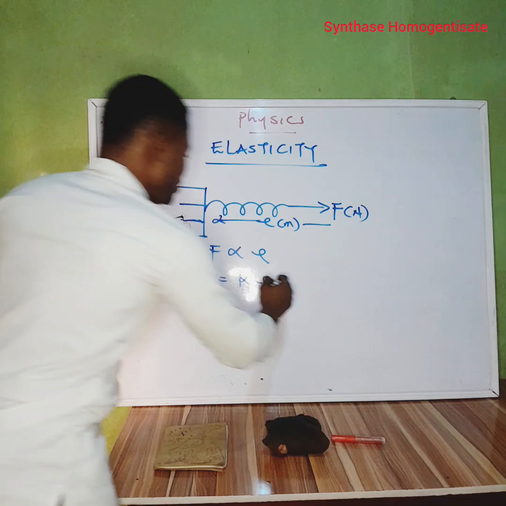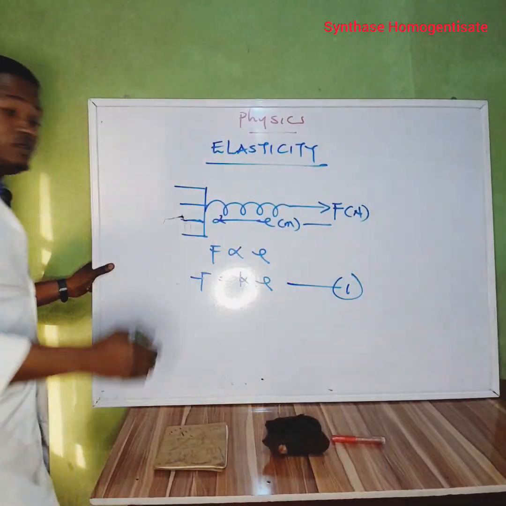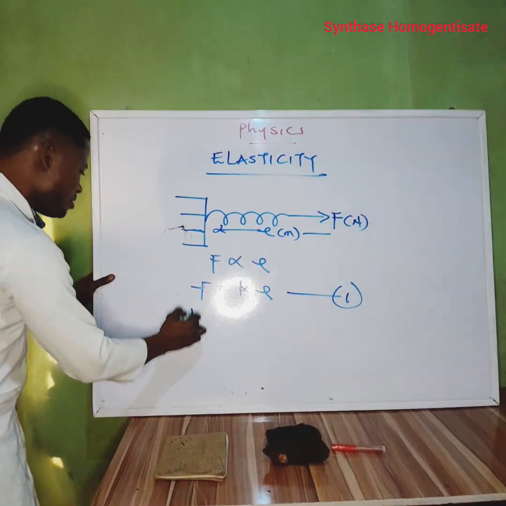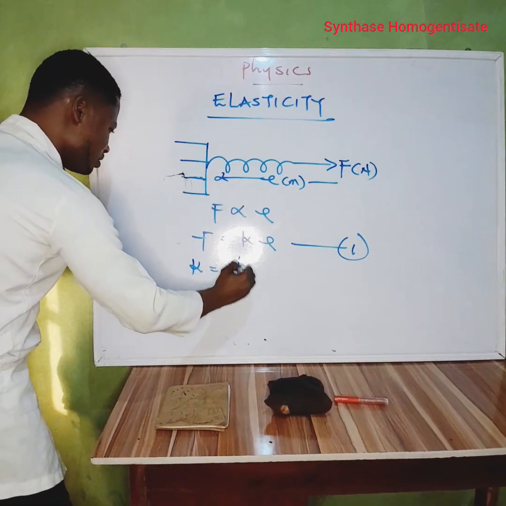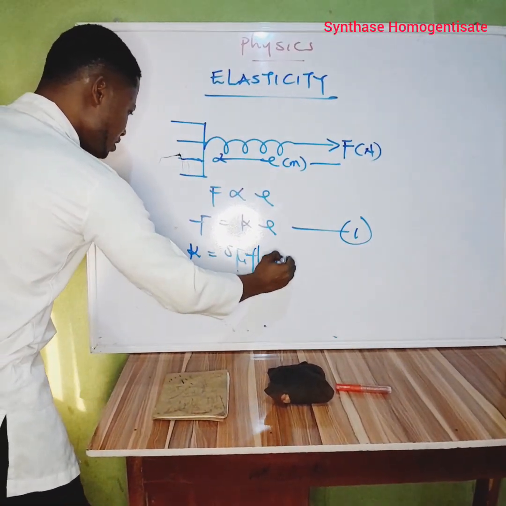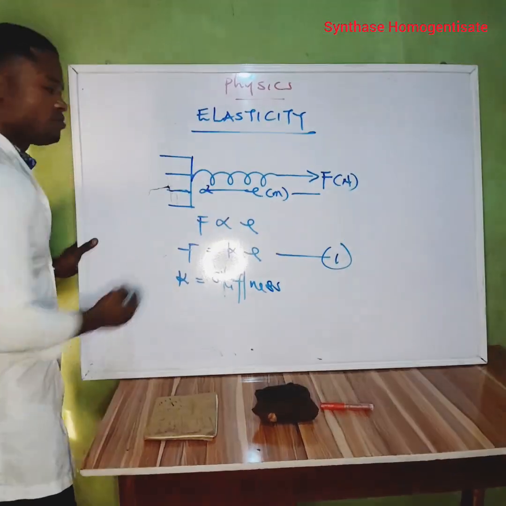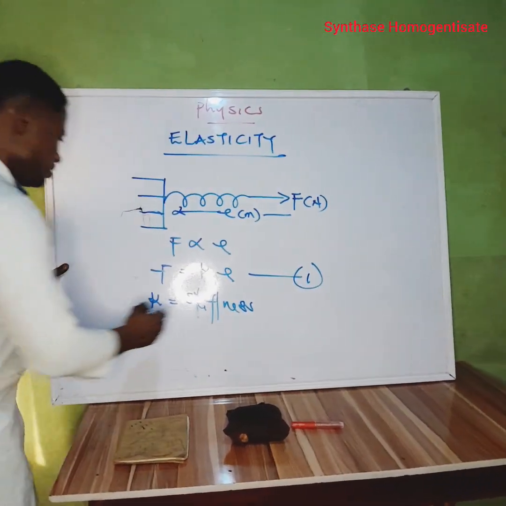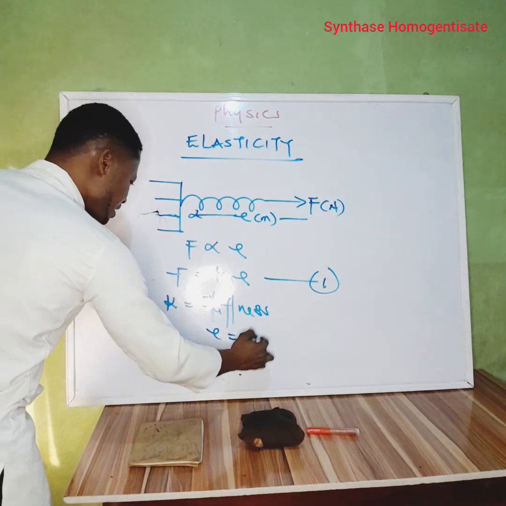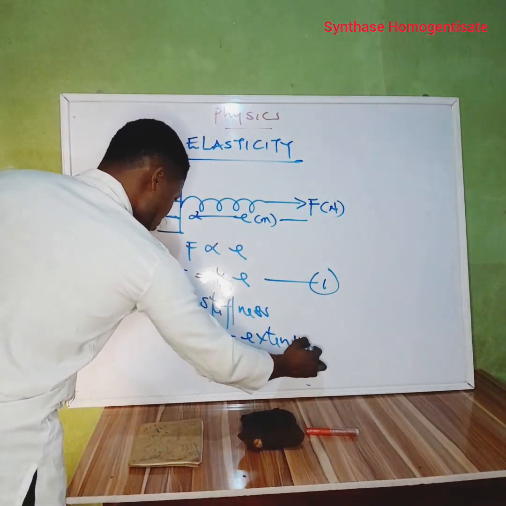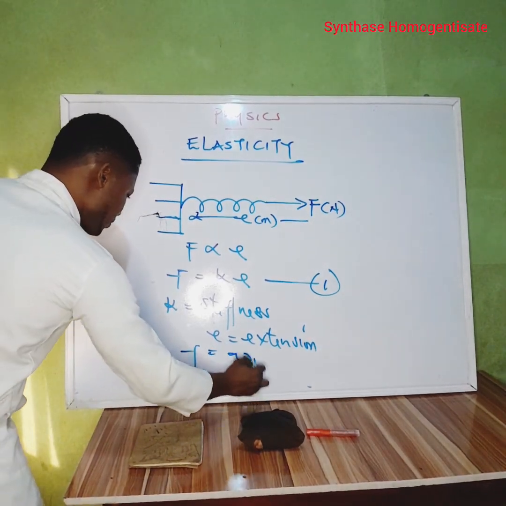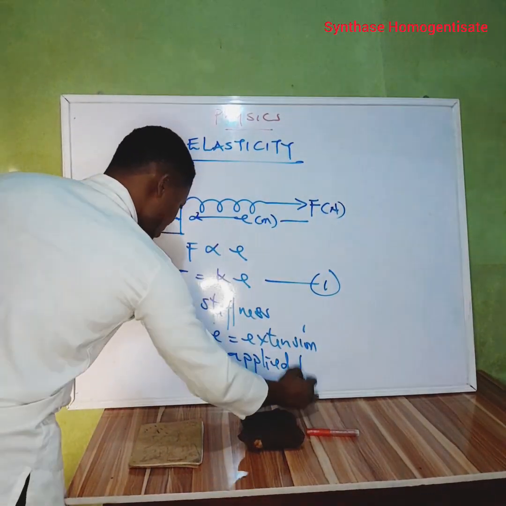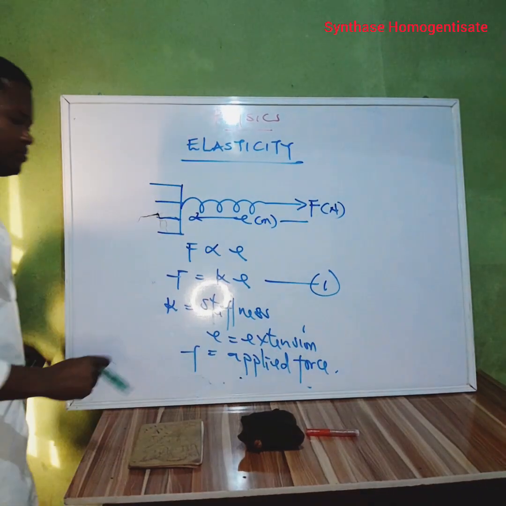This is an equation. But do not forget that K here represents the stiffness of the string, the stiffness of the elastic object. Then E is the extension, while F is the applied force. F is the applied force.